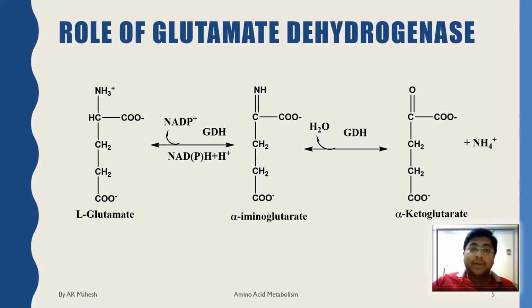This oxidative deamination of glutamate is catalyzed by the enzyme called glutamate dehydrogenase. Either NAD+ or NADP+ is used as coenzyme. The conversion of glutamate to alpha-ketoglutarate occurs through the formation of an intermediate compound, alpha-aminoglutarate.